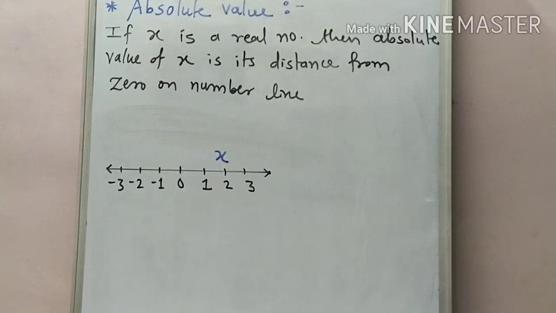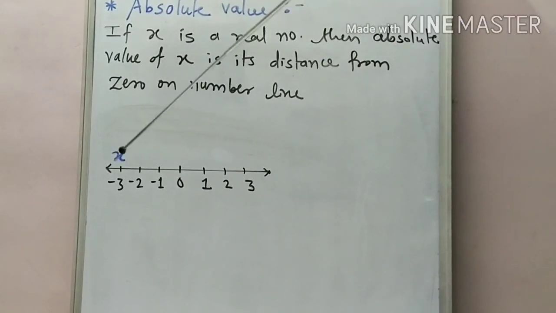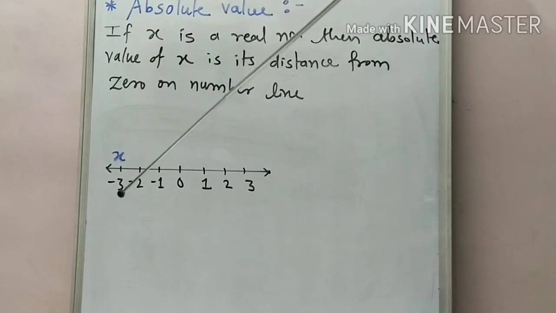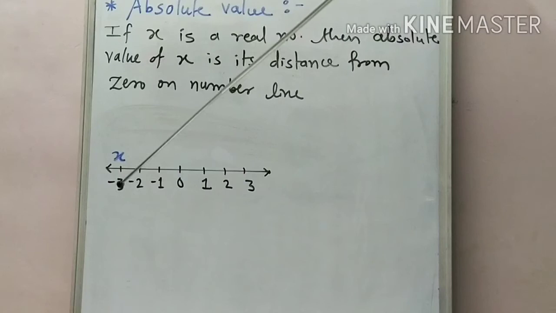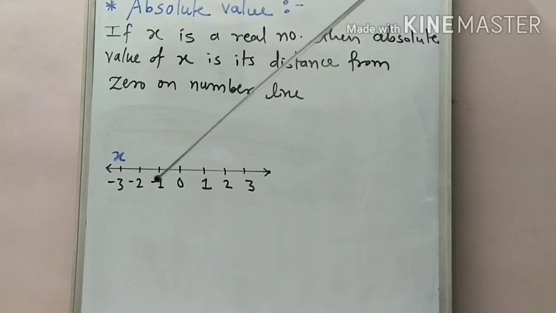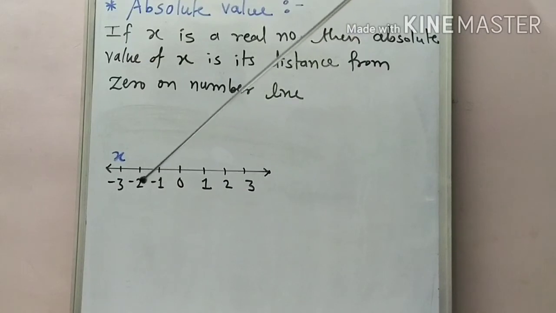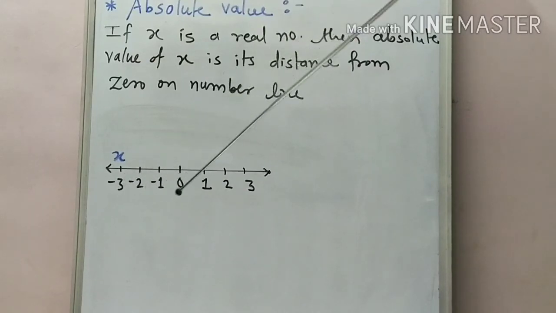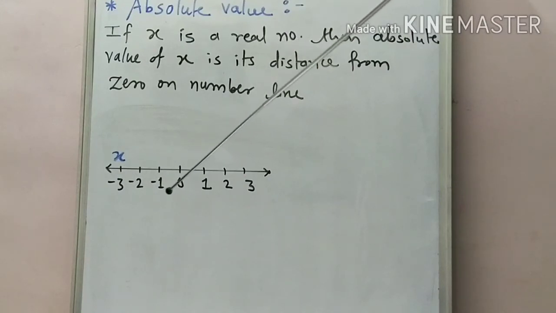But suppose the value of x is what, minus 3, which is also a real number. So what is the distance of minus 3 from 0? So it's 1, 2 and 3 parts, means the distance is what, 3 units. Understood this concept? Even though the number is negative, the distance is always positive.